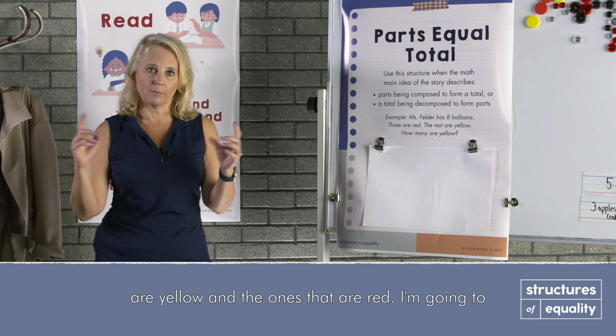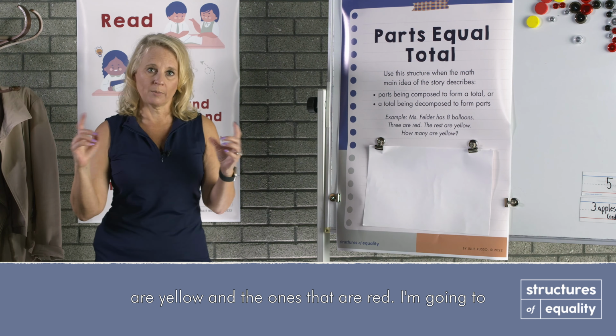I'm going to show you the model now, what a parts equal total structure looks like. So you can see here this parts equal total structure has 2 parts, just like we talked about in the story, and the total. Structures of equality have 3 things. They all have representation of equality, they all have values, and they all have labels. Let's take a look at this structure of equality and see where we can point out the 3 different things.